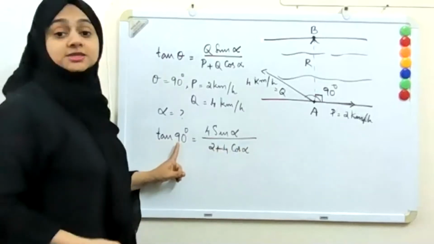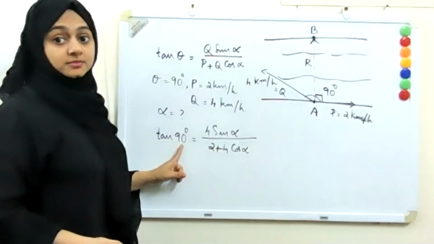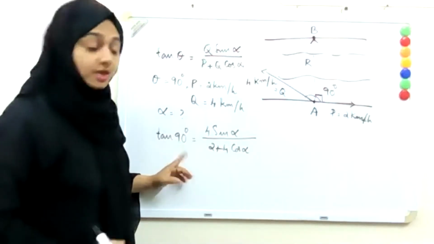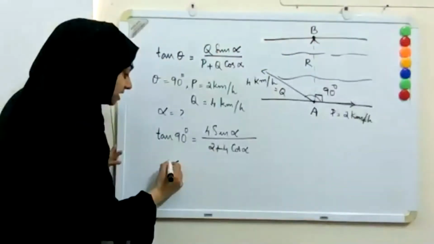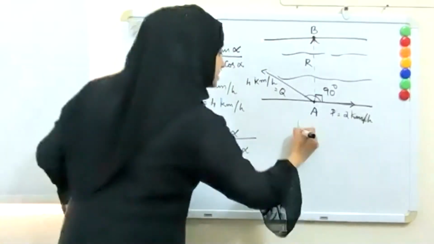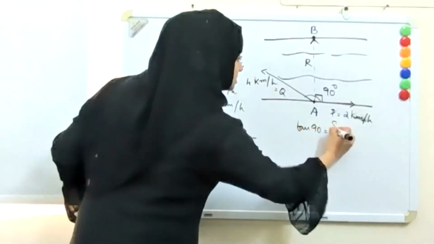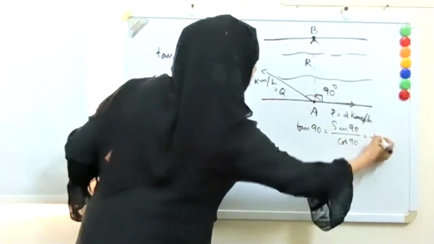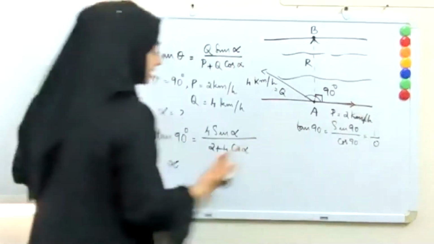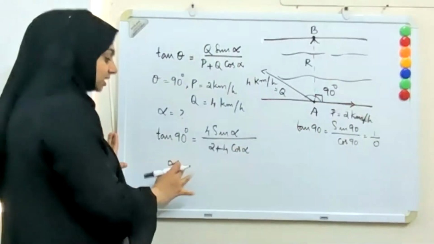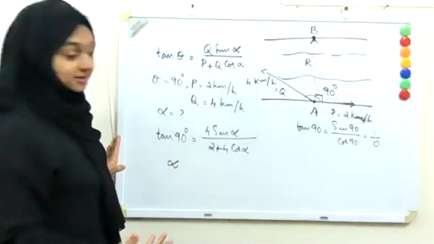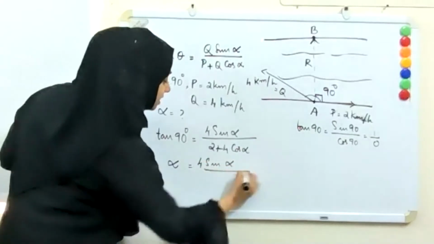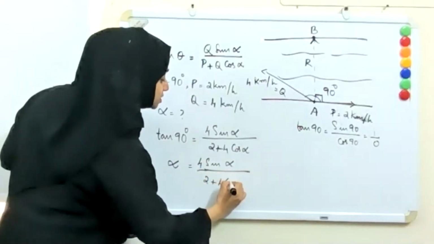Now what is tan 90? Undefined. Tan 90 is undefined. Why? Tan 90 means sine 90 by cos 90, right? Sine 90 is equal to 1, cos 90 is equal to 0. 1 by 0 is undefined. Anything divided by 0 is undefined, right? So the undefined quantity is 4 sine alpha divided by 2 plus 4 cos alpha.